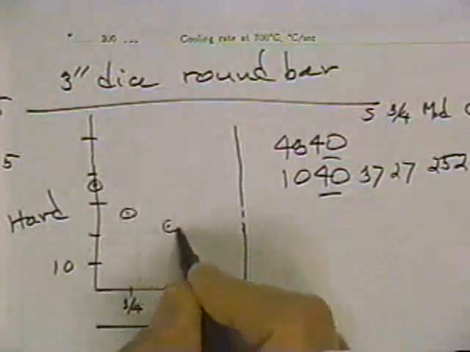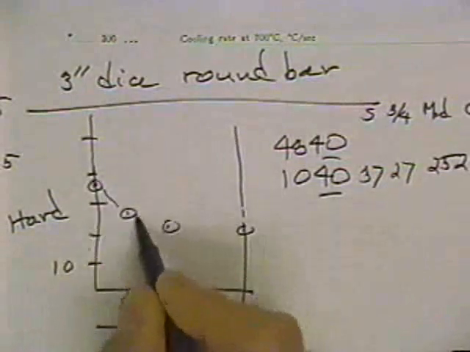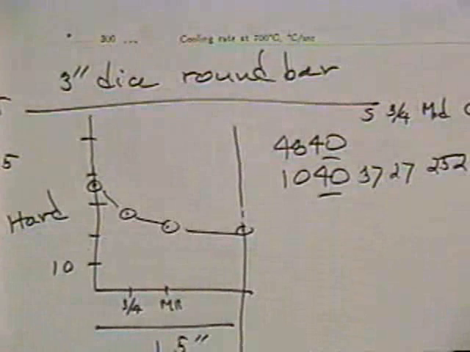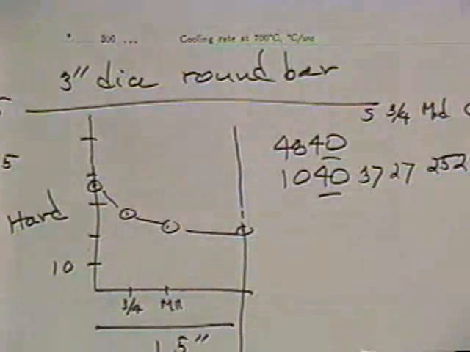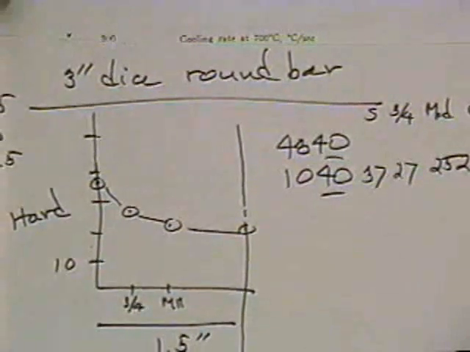So if we use little circles for the 1040, the hardness profile across that 3-inch bar would be given that way. Now we're making a prediction, and it turns out the prediction will be pretty darn good.